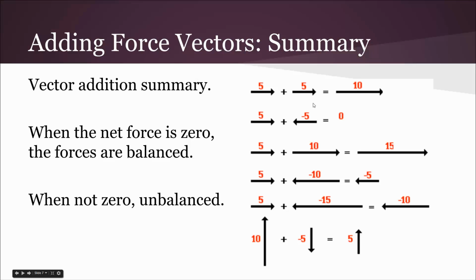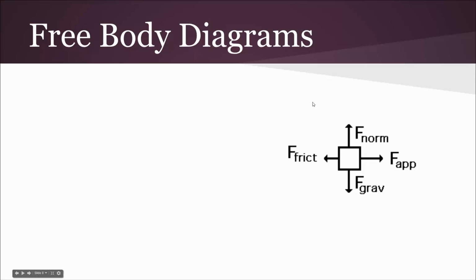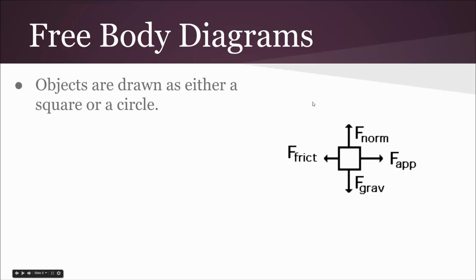When the forces are not 0, the object has an unbalanced force, and that will cause an acceleration in whatever direction it is that it's being pushed. Now, to sum all these up, we have what's called a free body diagram. In a free body diagram, you draw whatever object it is as a square or circle to make it really nice and easy. We're physicists, not artists, so we don't want to create this beautiful rendering of whatever it is we're moving. We just want something quick and easy so we can go.